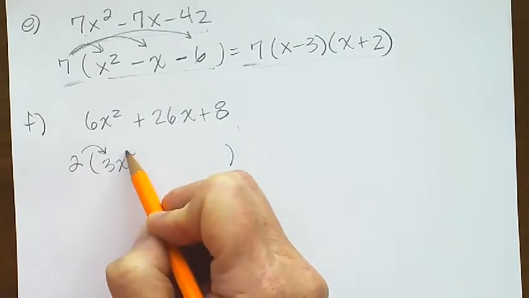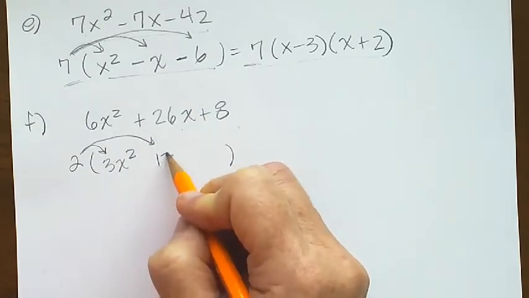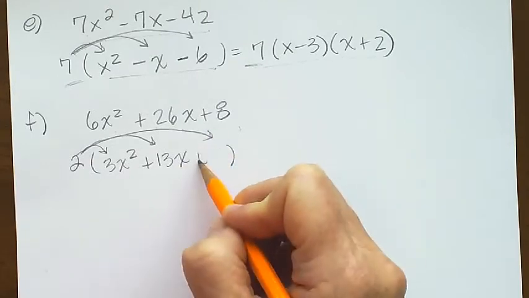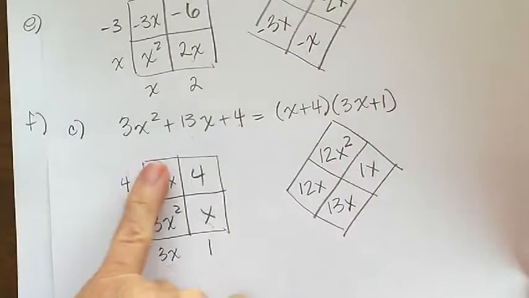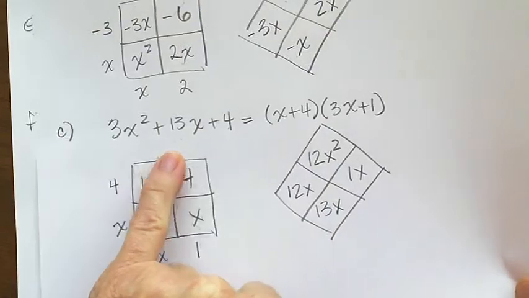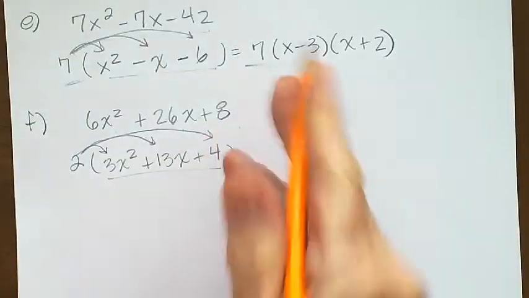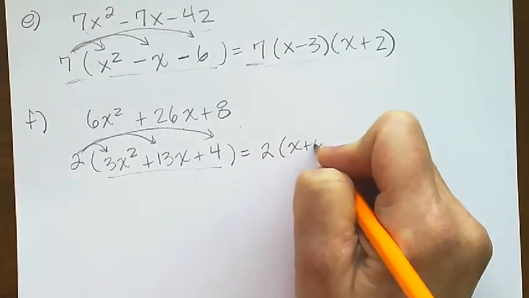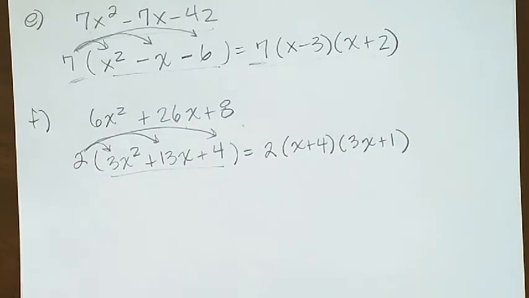2 times 3x squared is 6x squared. 2 times 13x is 26x, and 2 times 4 is 8. And then 3x squared plus 13x plus 4 is part C. So we know it factors into x plus 4 times 3x plus 1. So that means this final answer is 2 times x plus 4 times 3x plus 1.